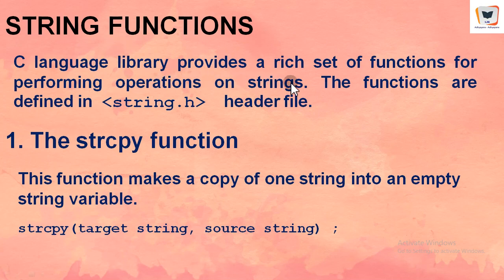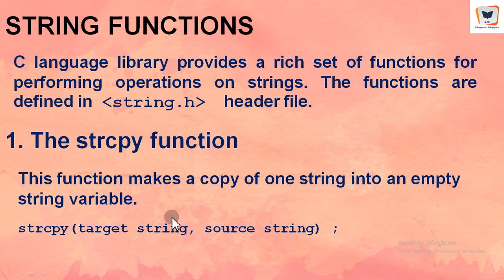The C language library provides a rich set of functions for performing operations on strings. The functions are defined in the string.h header file. You may please recall that a string is nothing but an array of characters, anything and everything that is printable. The string copy function is the very first function, a very simple function. This function makes a copy of one string into an empty string variable.